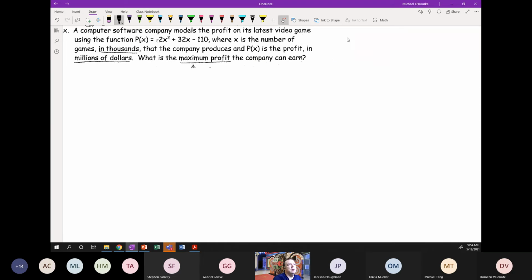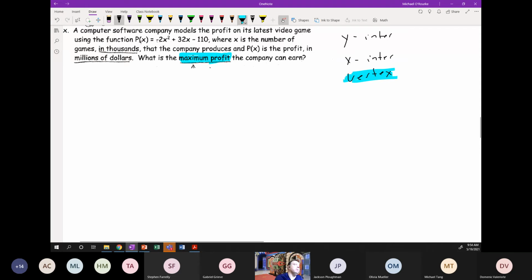Okay. So are we looking for the y-intercept, x-intercept, or the vertex when we're asking about maximum profit? The vertex. Okay, good. So we're looking for the vertex. Now, what's our strategy? Can someone suggest a strategy to find our vertex? We have two ways to get to our vertex.